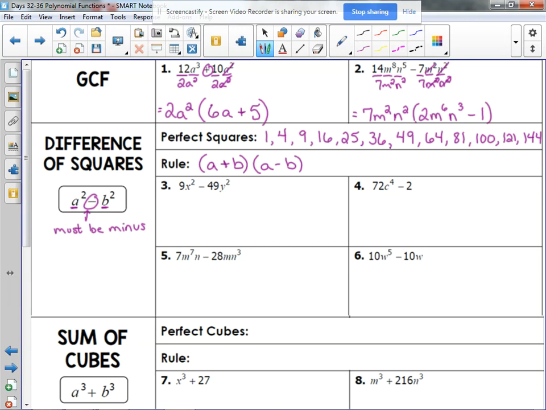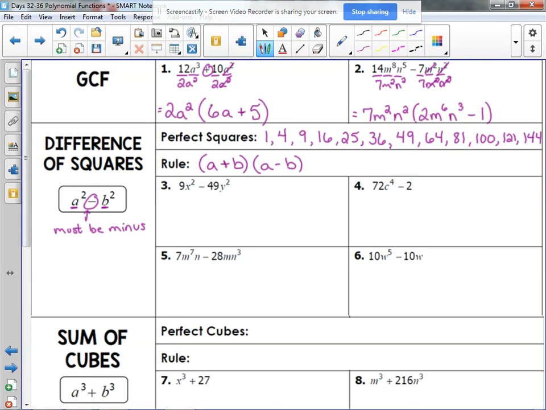No. Okay, I'll go ahead and answer that one for you. X squared, Y squared, they don't have anything in common. So we do not have a GCF here. Next question we need to ask is, are 9 and 49 perfect squares? Are they in our list that we listed up here? Yes, they are.